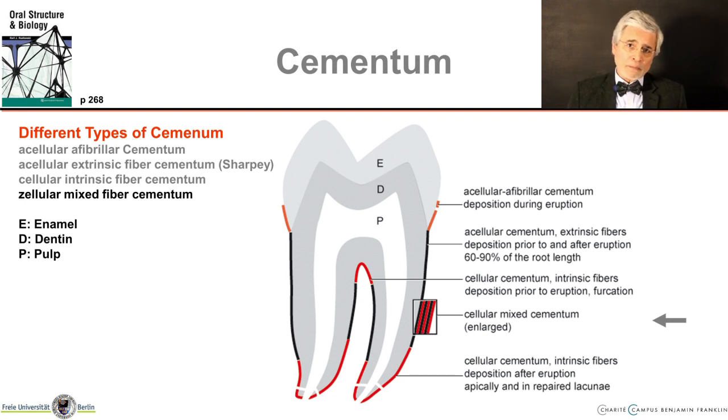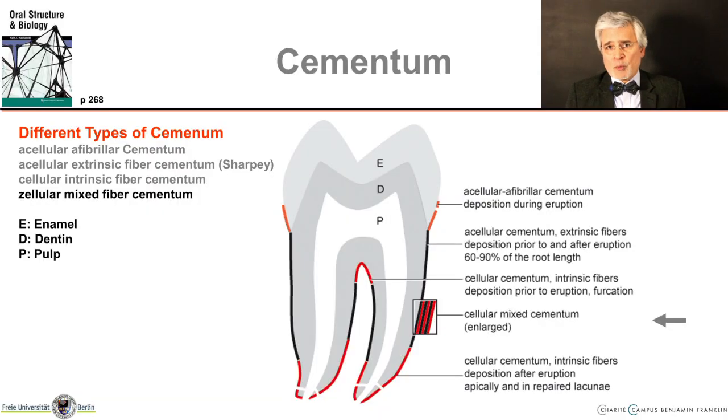At the beginning, the acellular extrinsic fiber cementum is formed in the cervical region of the tooth, as we have already mentioned. And later, when root formation is more advanced, more of the cellular intrinsic fiber cementum is formed apically, or, if it is a multi-rooted tooth, in the area of the bifurcation or trifurcation between the roots. This type of cementum can also spread coronally and be deposited over the acellular extrinsic fiber cementum. And conversely, acellular extrinsic fiber cementum can also be deposited over the cellular intrinsic fiber cementum. In this way, the cellular mixed fiber cementum is formed.